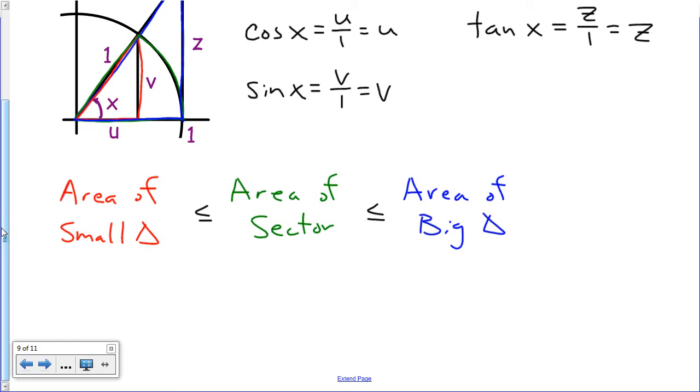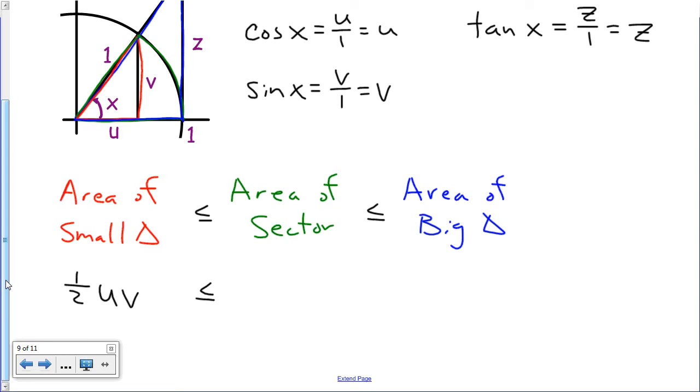So let's start with the small triangle. The area of the small triangle, the base is u, the height is v. So the area of that small triangle is, of course, 1/2 base times height. So it's 1/2 u times v. And that's less than or equal to the area of the sector.